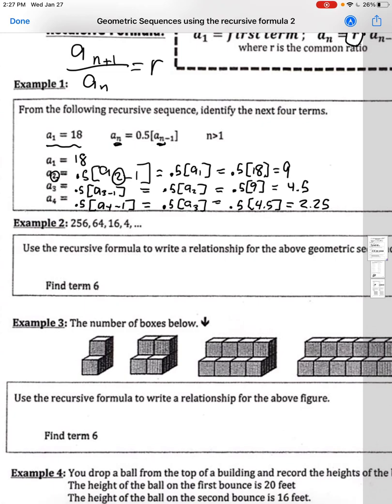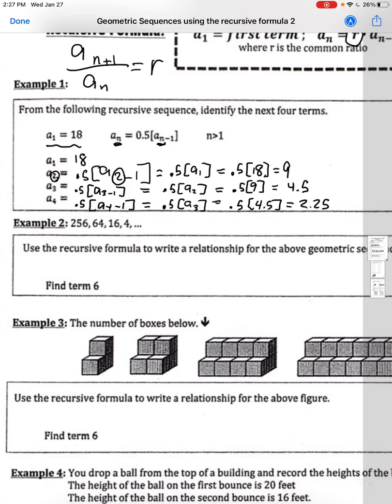Now for your homework, I only expect you to use this formula for questions 1 through 4. The rest of them, you can play a little bit more fast and loose with the formula. Just take the general principle of it and give it a shot. Let's go ahead and look at example 2.